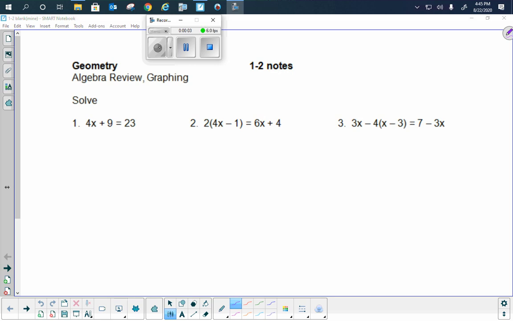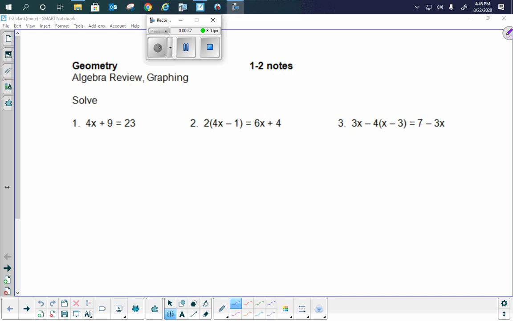In 1-2 notes, let's start by doing a little review, some algebra review and some graphing review. Okay, and so here we go. I think you should err on the side, for right now, until you're very, very successful at this stuff, of showing me too much versus too little. You will need to show me work to get credit for this class. Okay, so here we go.